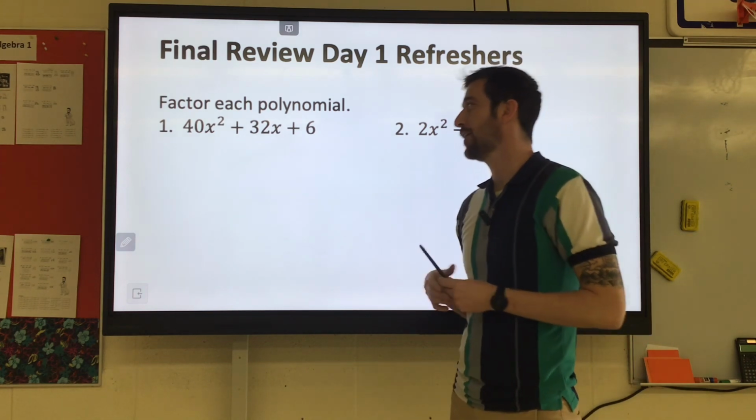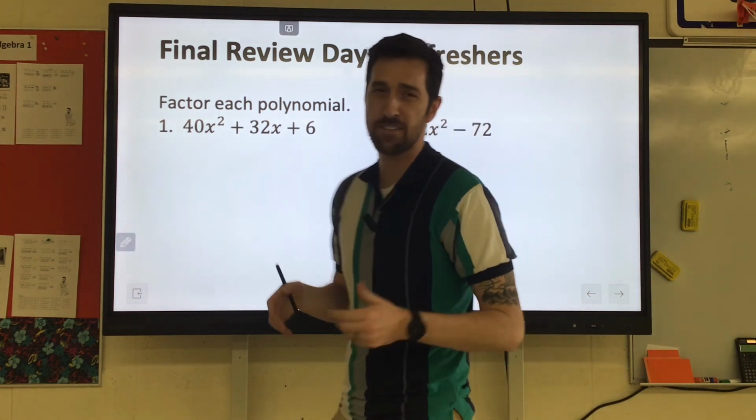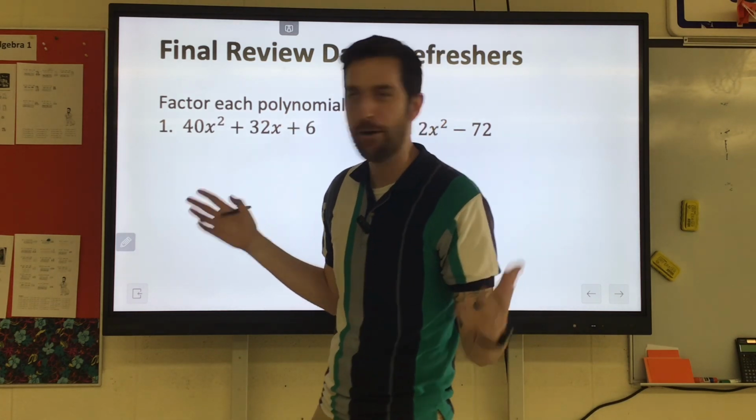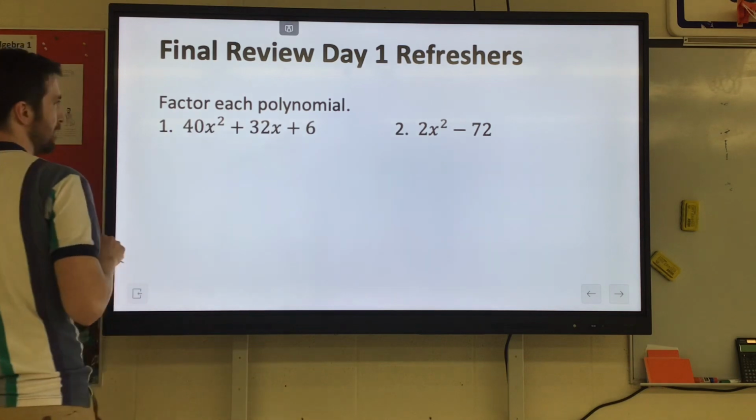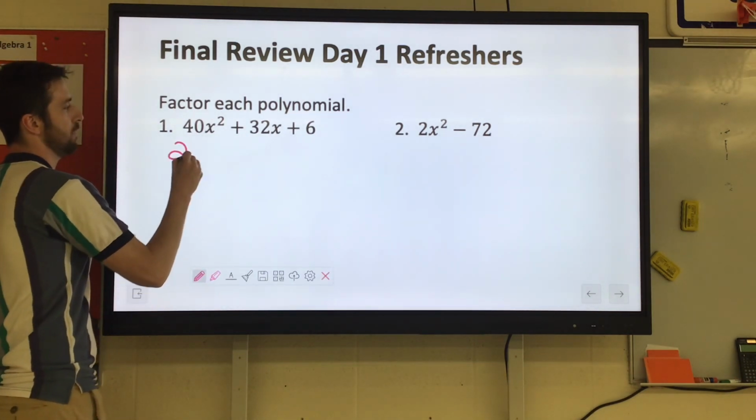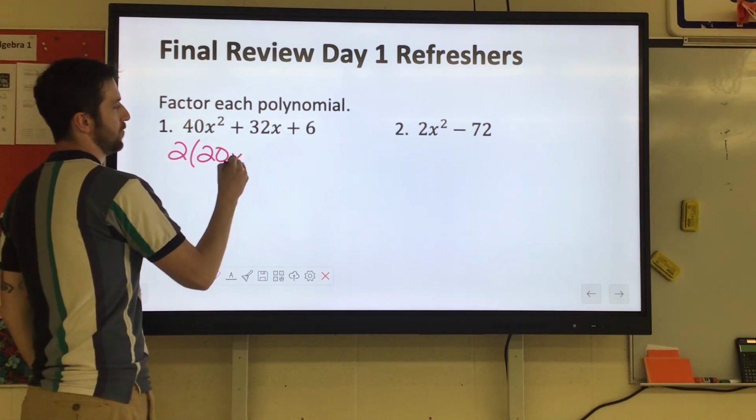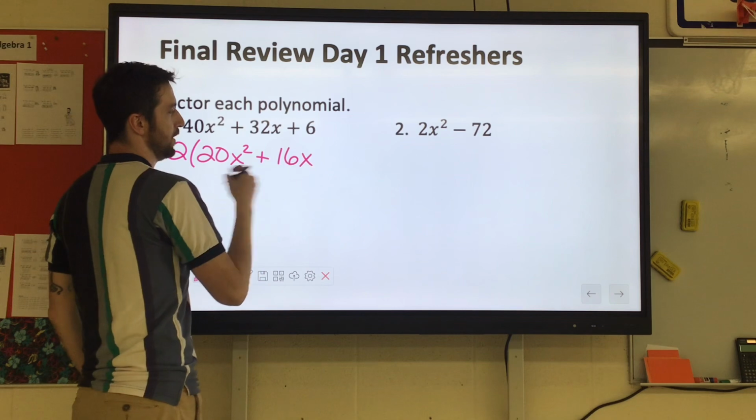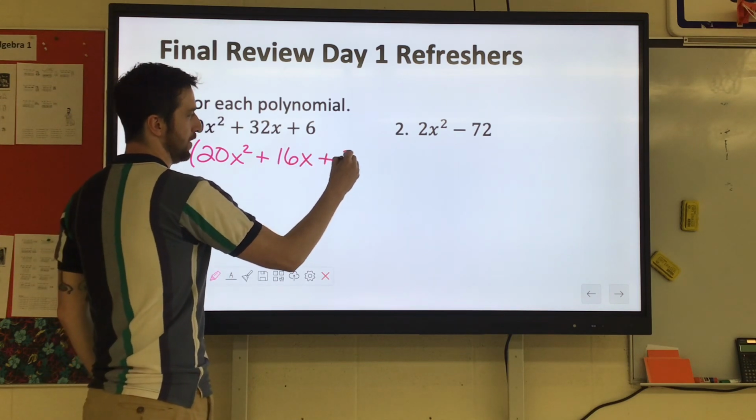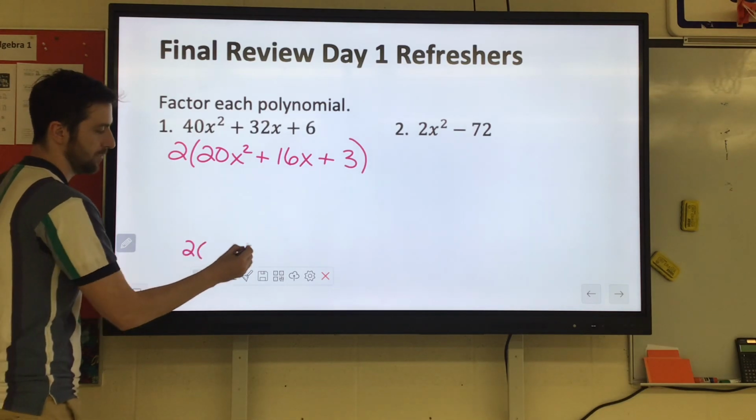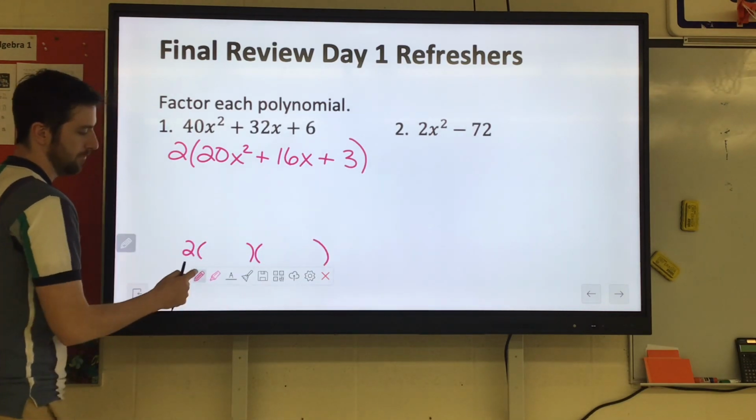So if you look at 40x squared plus 32x plus 6, can you think of a number that goes into all of those? Yeah, 2. So we'll factor out the 2 first. Let's see what we got after that. 2 times 20x squared. 2 times 16x would be 32x. And 2 times 3 would give us 6. Now that 2 on the outside, that kind of just hangs out until our final answer.